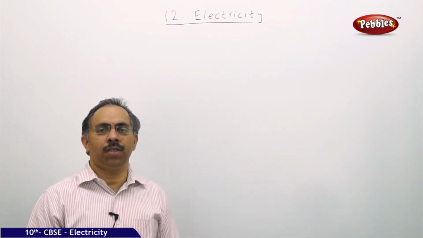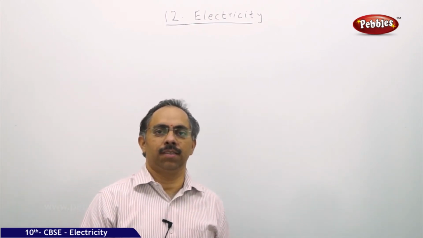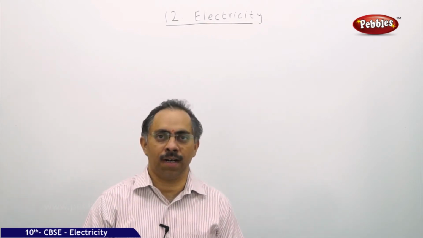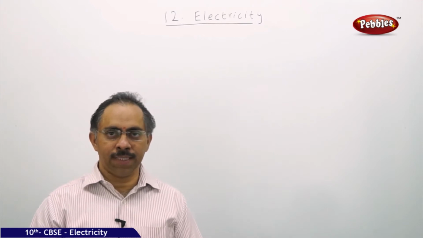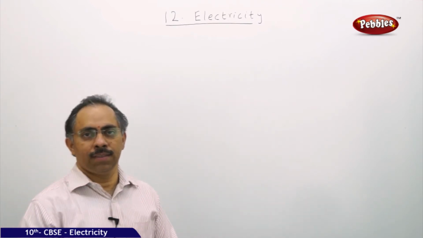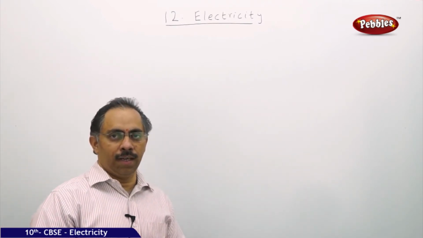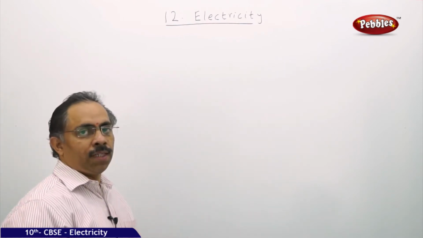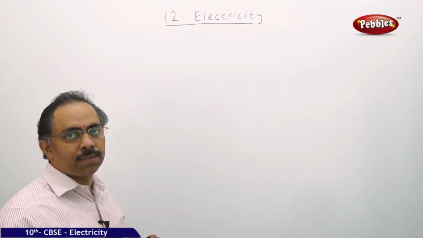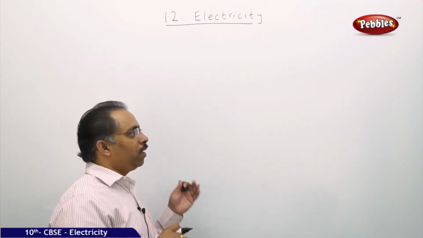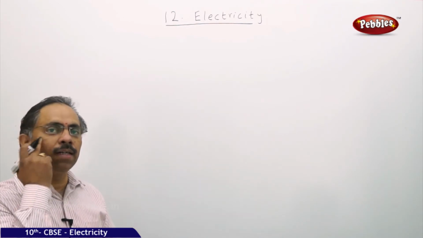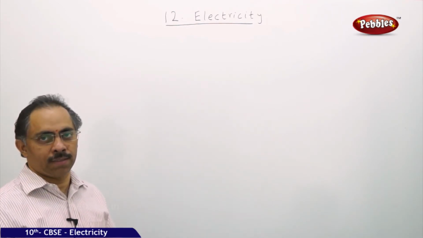Now we have discussed what is resistance and what is electric current, and what is the cause of this electric current. Basically the potential difference across the ends of a conductor constitutes the electric current. Now in a circuit, what is the relation between the potential difference and the electric current through a conductor?